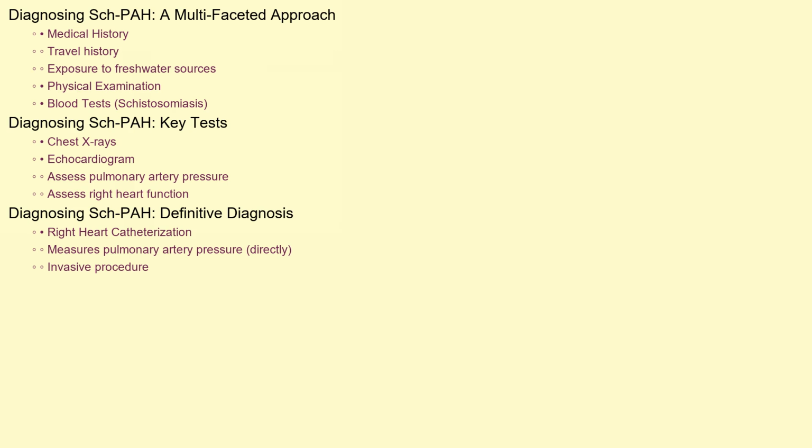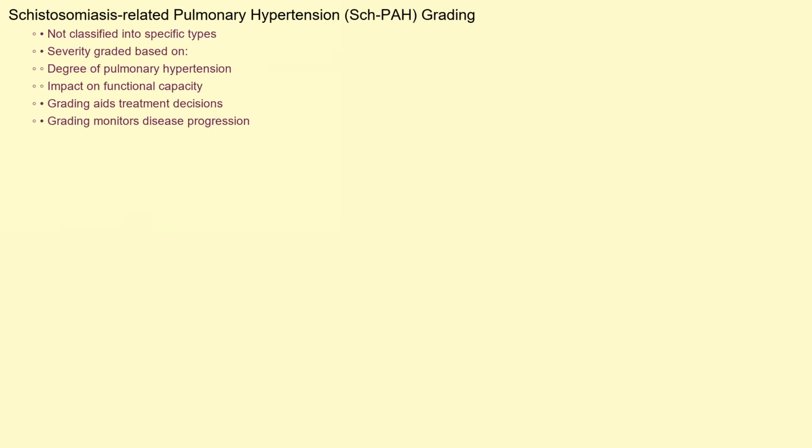The definitive diagnosis, however, often requires a right heart catheterization, an invasive procedure that directly measures the pressure in the pulmonary arteries. While schistosomiasis-related pulmonary hypertension isn't categorized into specific types like some other diseases, its severity is graded based on the degree of pulmonary hypertension and its impact on functional capacity. This grading system helps doctors determine the best course of treatment and monitor the disease's progression.